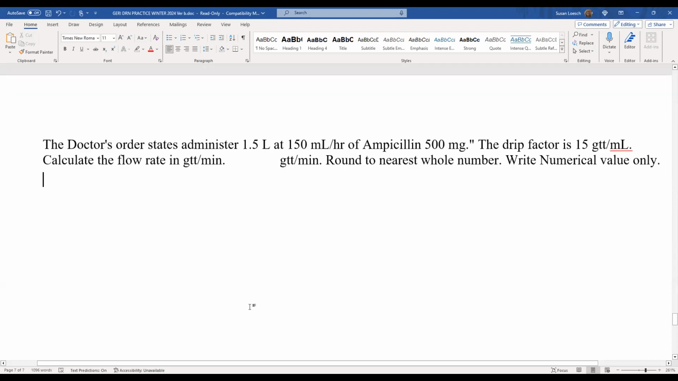Okay, y'all see the new question? Yeah. Okay, now what's different about this question? Because I just told you the formula is what? Volume over time. Total volume over total time times the drip factor. Okay, so what is this question actually missing? The time. It's missing a term. It's missing the time. Okay, is it missing the time?